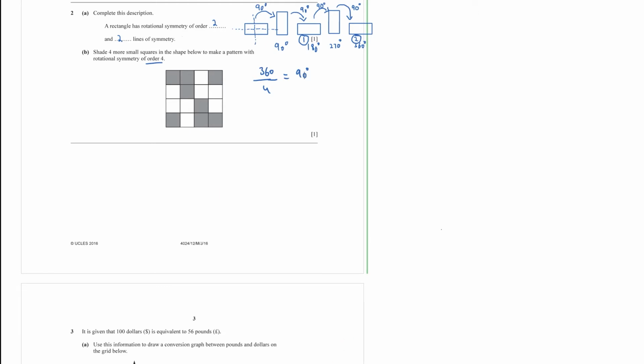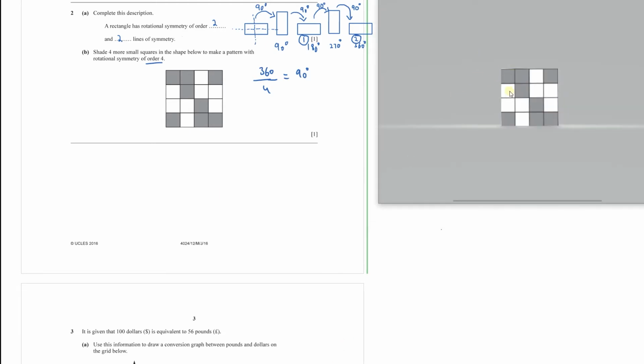So let me show you what I mean here. I have this exact same shape as in the question. Since the pattern repeats after every 90 degrees, I will rotate my shape 90 degrees. You can rotate your question paper to rotate the diagram as I'm rotating here. So this is the shape. It looks like this after a rotation of 90 degrees.